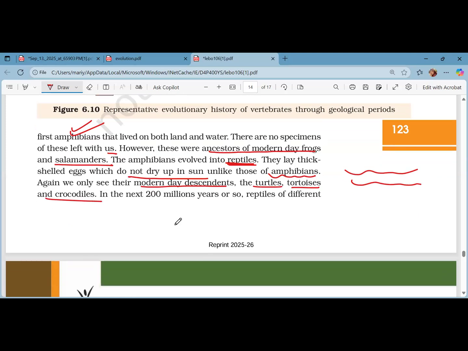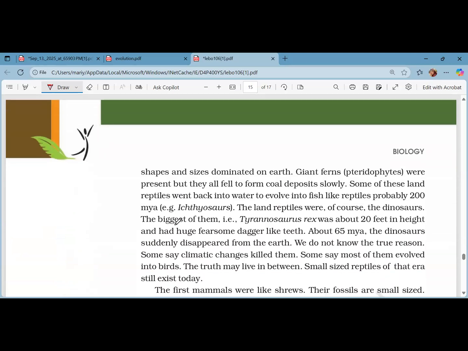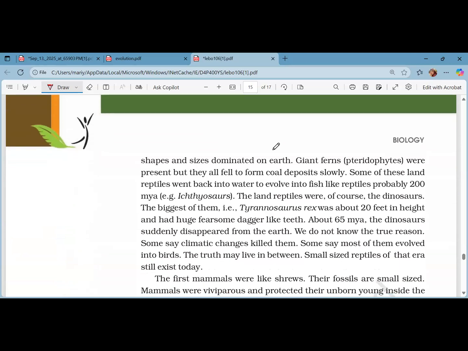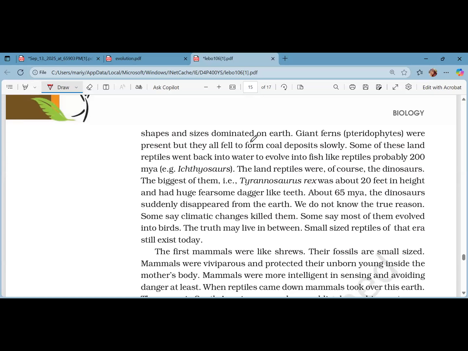In the next 200 million years or so, reptiles of different shapes and sizes dominated the earth. Giant ferns like pteridophytes were also present, and they all fell to form coal deposits, meaning they became petrified. Petrified means sort of like fossilized. Some of these land reptiles went back into the water and evolved into fish-like reptiles around 200 million years ago. One such example is ichthyosaurs.